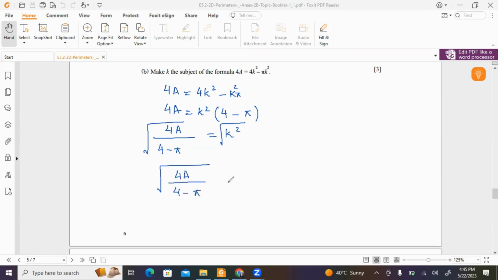Now, as you all know, when you take the square root of a number, we get a positive and negative value. We will only use the positive value in this case because k represents the length of the square. And the length of a square, or any shape as a matter of fact, cannot be a negative term. So since the length is always positive, we disregard the negative square root and only focus on the positive.